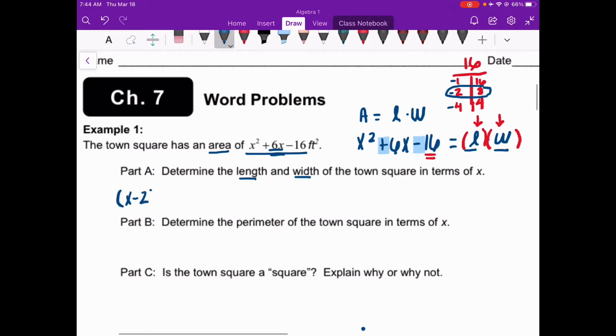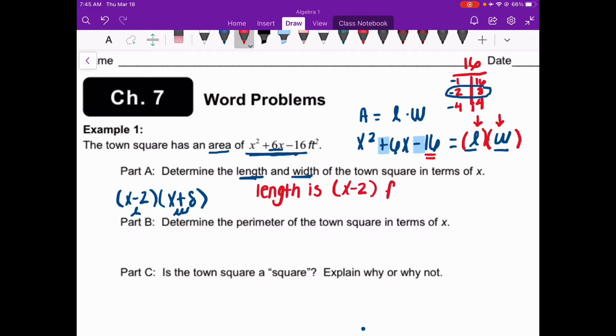So now I'm going to factor it as my work first. x minus 2, x plus 8. And now I can't just stop there. It's asking me to determine the length and width. We just said the area equals length times width. So we'll assign each one the word length or width. It does not matter which one. So length is, we'll say, x minus 2, and add your units, feet. The width is x plus 8 feet. Parentheses or not parentheses, does not matter.